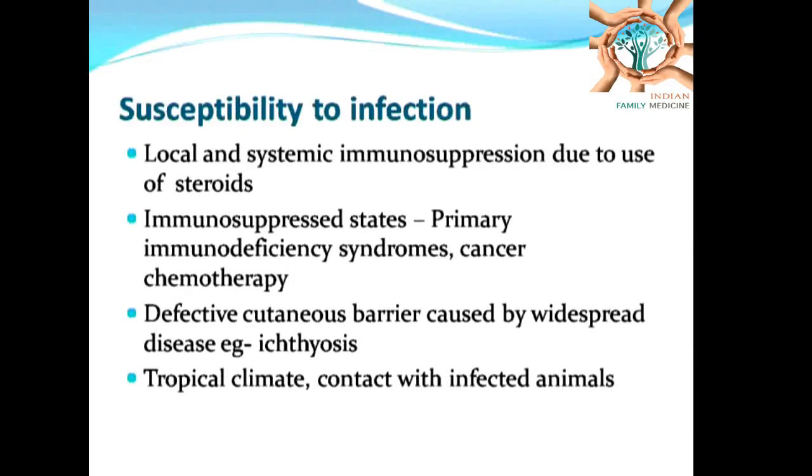Susceptibility to infection occurs if one is on oral steroids, in immunosuppressed states like primary immunodeficiency syndromes and cancer chemotherapy, if one has a defective cutaneous barrier caused by widespread disease like ichthyosis, in a tropical climate, or if one is in contact with infected animals.